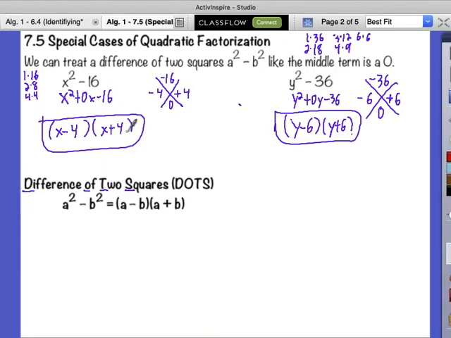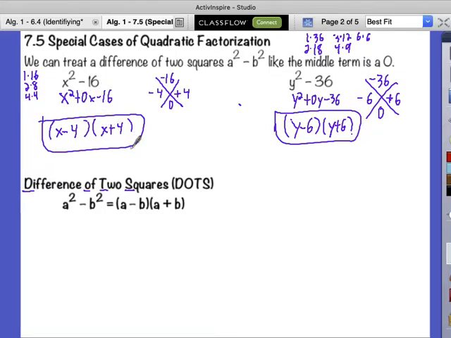Because all you have to do is take the square root of the first minus the square root of the second, times the square root of the first plus the square root of the second. In this case, what's the square root of x squared? What times itself is x squared? X. That's what I mean by square root. What times itself is that number? The square root of x squared is x. What's the square root of 16? 4. Square root of the first minus square root of the second. Other parenthesis, square root of the first plus the square root of the second.